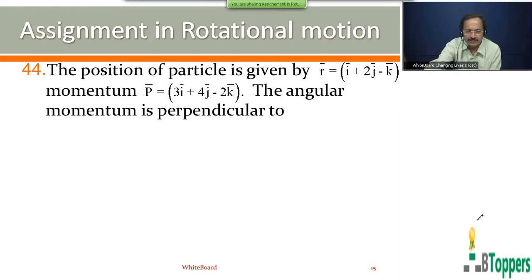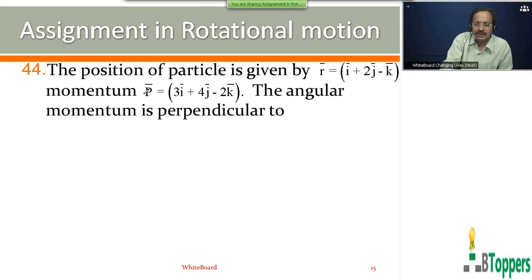The position vector of the particle is R bar equal to I bar plus 2J bar minus K bar. Momentum P bar equal to 3I bar plus 4J bar minus 2K bar. That means you have to find the angular momentum of the particle with respect to the origin of the coordinate system.